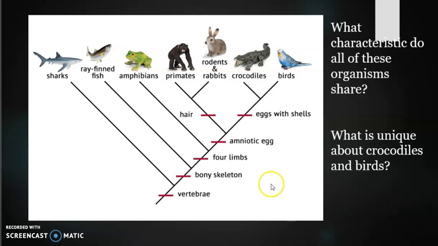So this is one of the cladograms that we've studied before. What characteristic would all of these organisms share? Well, you're going to look here on the list of traits, and the one that comes first, that all the animals evolved after, would be the vertebrae. And then the next question, what is unique about crocodiles and birds? So we're looking here at crocodiles and birds, and both of them create eggs that have shells.